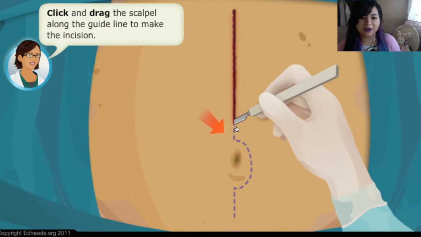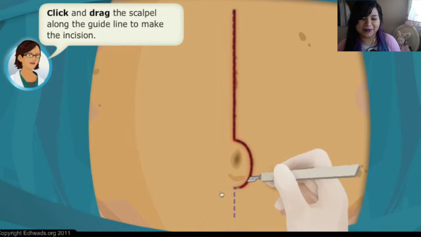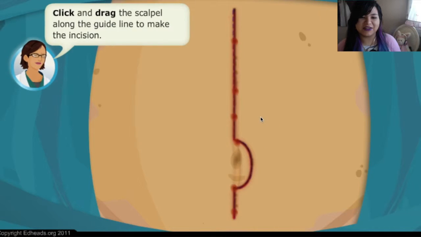Okay, so let's cut you open, Mr. I forgot your name. That'd be the best surgeon ever.